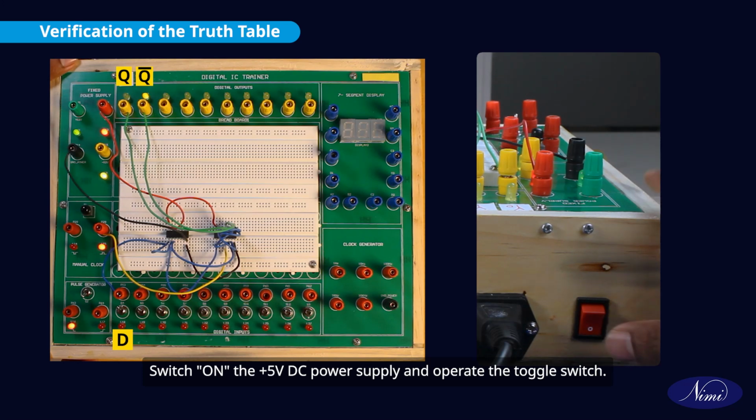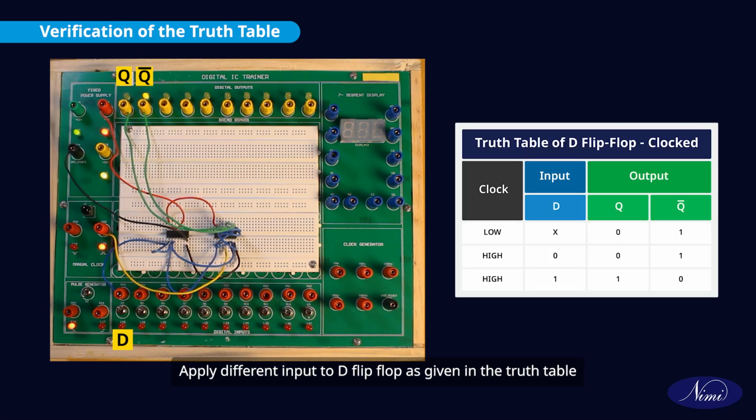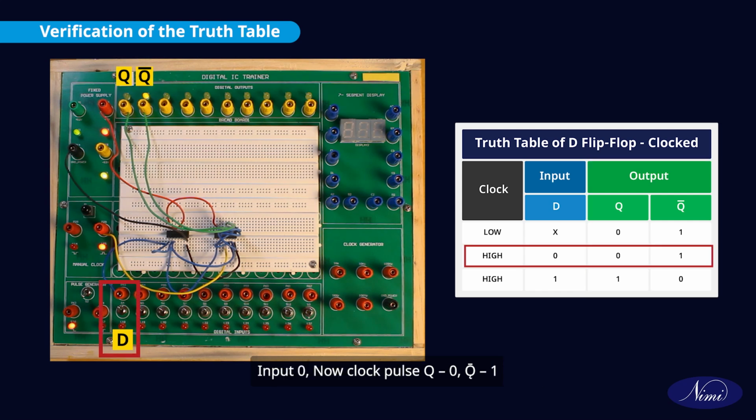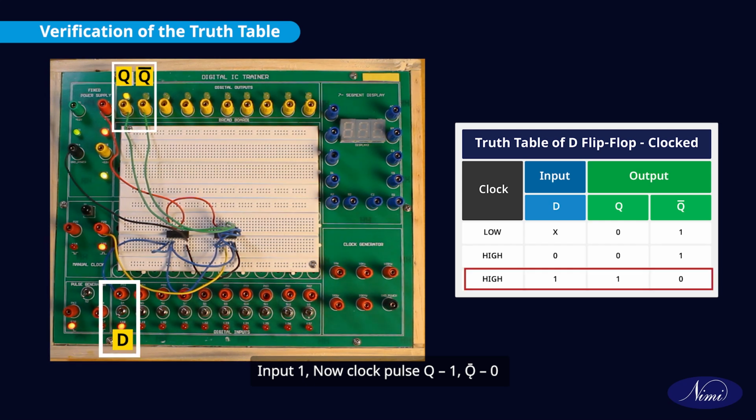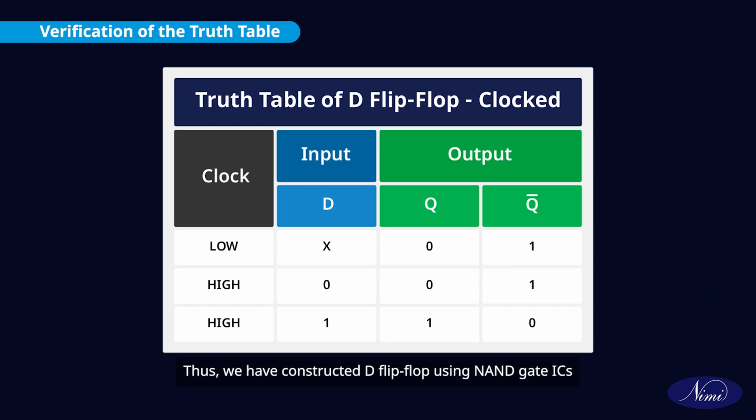Switch on the plus 5 volt DC power supply and operate the toggle switch. Apply different inputs to D flip-flop as given in the truth table and observe the output status of Q and Q bar LEDs. Input 0, now clock pulse, Q 0, Q bar 1. Input 1, now clock pulse, Q 1, Q bar 0. Thus, we have constructed D flip-flop using NAND gate ICs and verified its functioning with truth table.